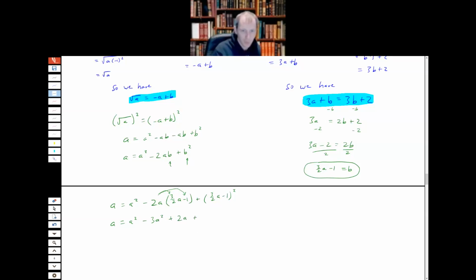For my second piece, again, we have to FOIL this out. So I take 3 halves a minus 1 times 3 halves a minus 1. When I take the first terms multiplied by each other, 3 halves a times 3 halves a will give me 9/4 a squared. And then we do the outers. 3 halves a times negative 1 will give me minus 3 halves a. Negative 1 times 3 halves a will give me the same thing, minus 3 halves a. So I have two of these terms. And then negative 1 times negative 1 is plus 1. These 2's cancel.